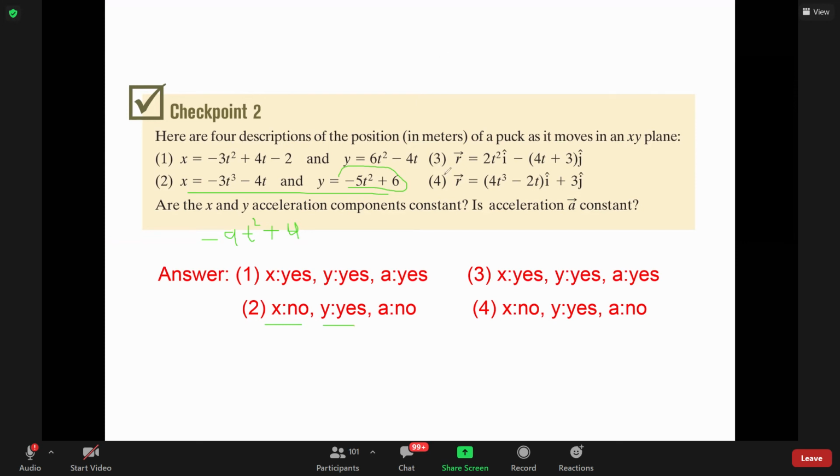Number 3. This is number 3. Let's get v first for number 3. What do you get? 4t i hat, the x and y together, minus 4j hat. Now a, for number 3, is what? Help me. 4t is what? It is 4, minus 4, 0. So this is 4 i hat meters per second.